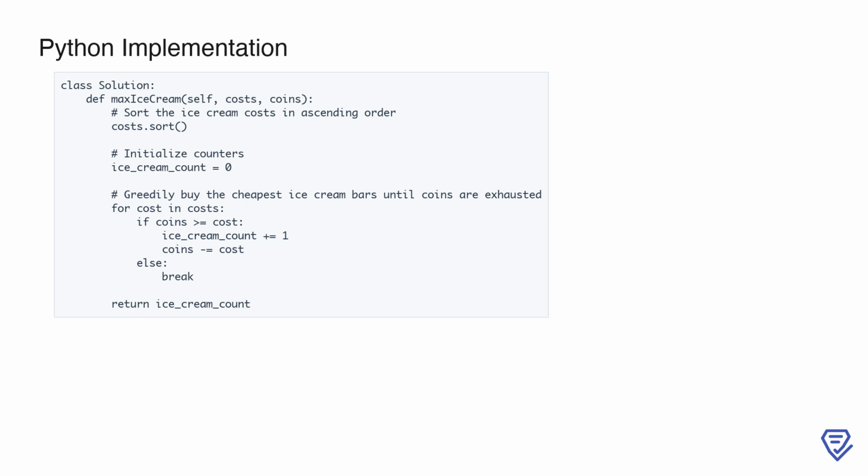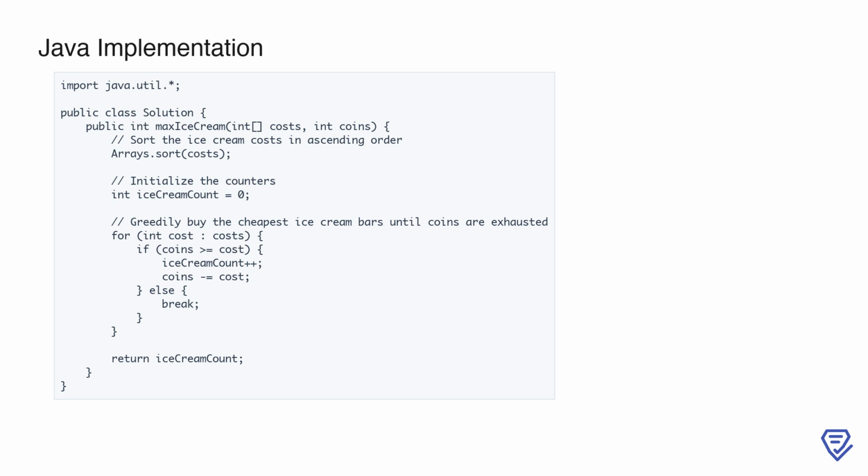This is the Java implementation of LeetCode problem number 1833, maximum ice cream bars. The logic mirrors the provided Python solution, using a greedy approach to buy the cheapest ice cream bars first. Java-specific features include type declarations, usage of Arrays.sort for sorting, and an enhanced for loop for array traversal. The code is structured within the Solution class and adheres to Java conventions for clarity and correctness.